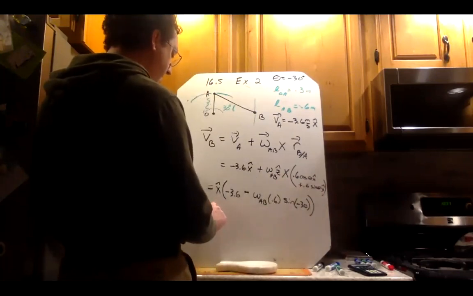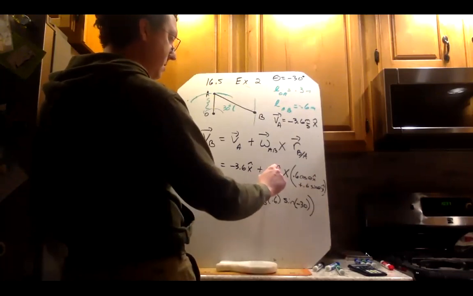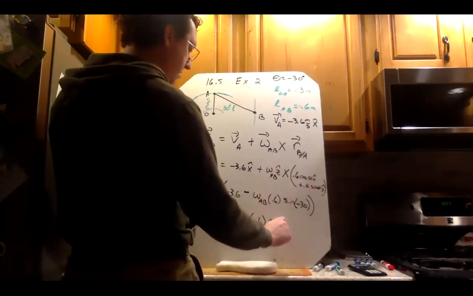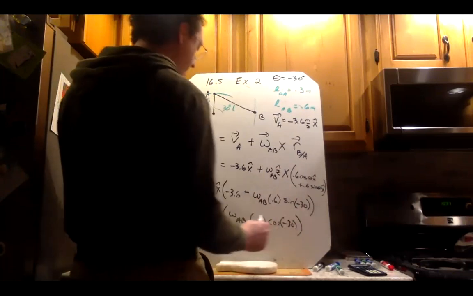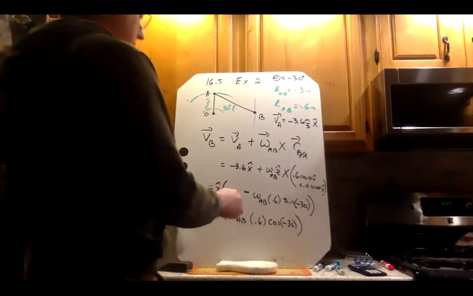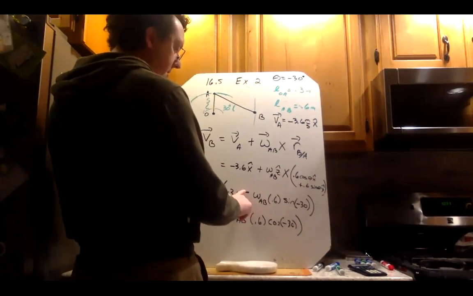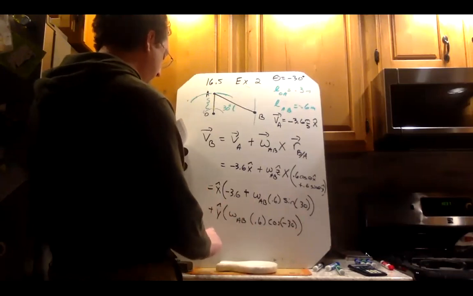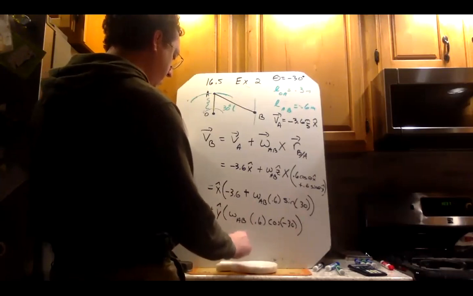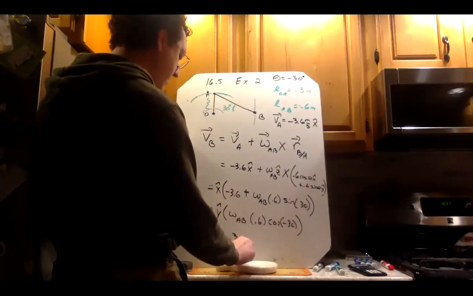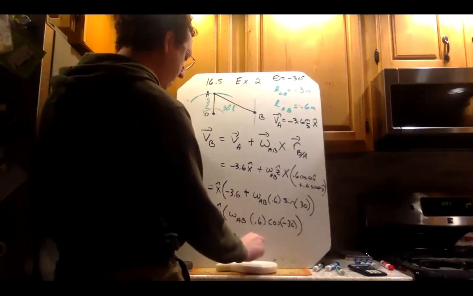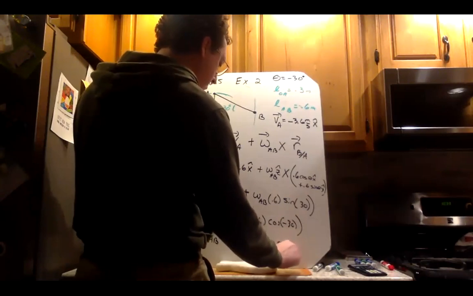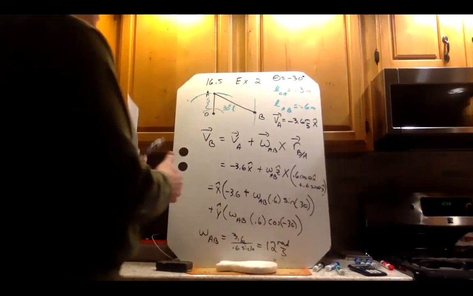And then I have plus y hat times omega AB times 0.6 times cosine of negative 30. Whew. Okay, sine of a negative angle is negative, so that's the same as working with plus sine and plus angle, and I get that omega AB equals 3.6 divided by 0.6 divided by sine of 30, which is a half, and typing them all in, I get 12 radians per second. Positive. Does that make sense?